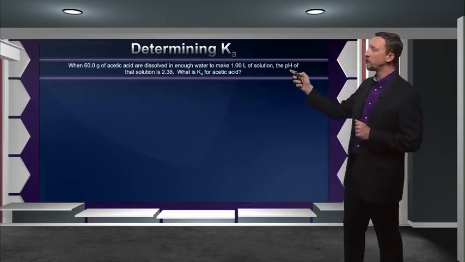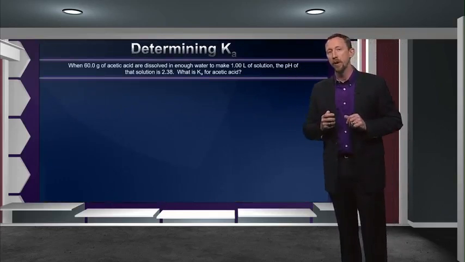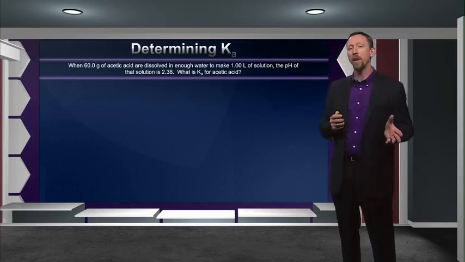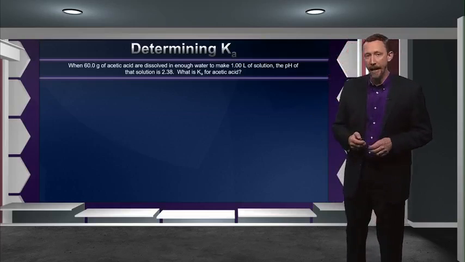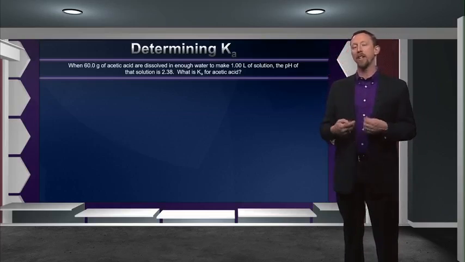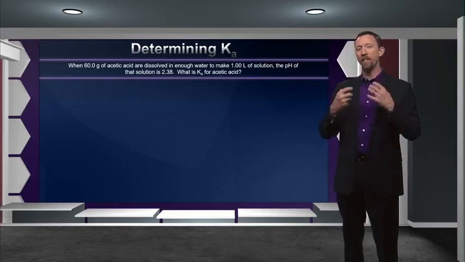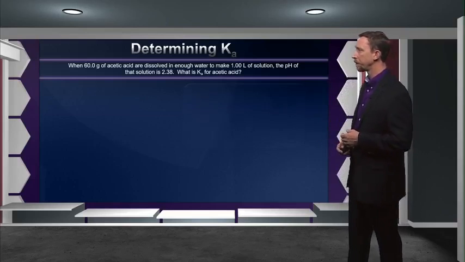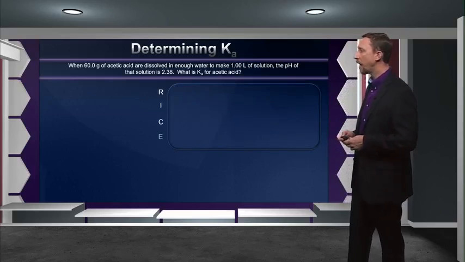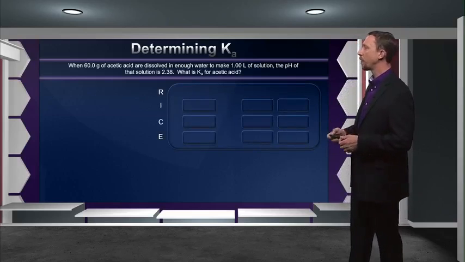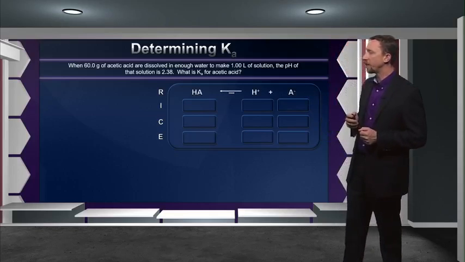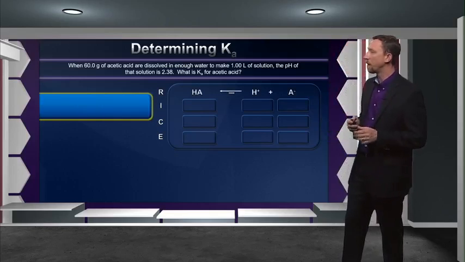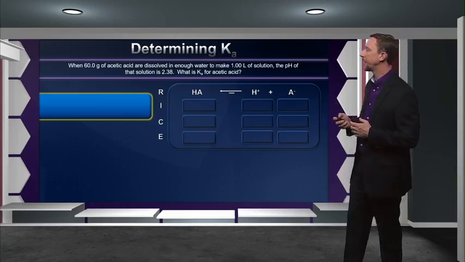Let's say that we make a solution that contains 60.0 grams of acetic acid dissolved in enough water to make a liter of solution. And we measure the pH of that solution at 2.38. What does that tell us about Ka for acetic acid? About how effectively it ionizes in solution? Well, again, we're going to have to use our RICE table to get the solution. So let's go ahead and set that up now and put in our reaction. I'll just use a generic reaction here first, but this is acetic acid, so remember this is CH3COOH ionizing into H+ and acetate.